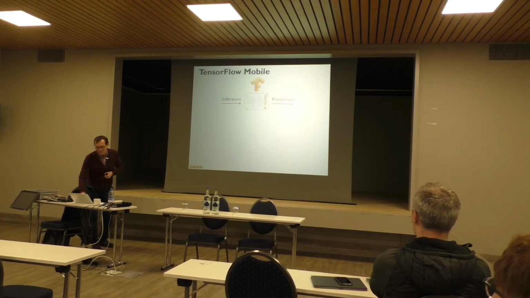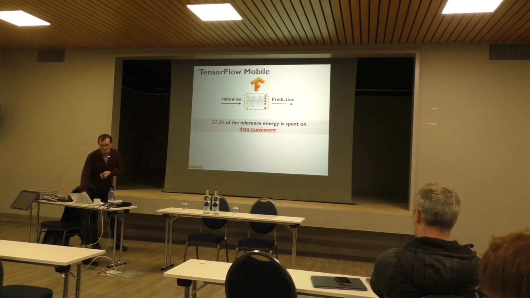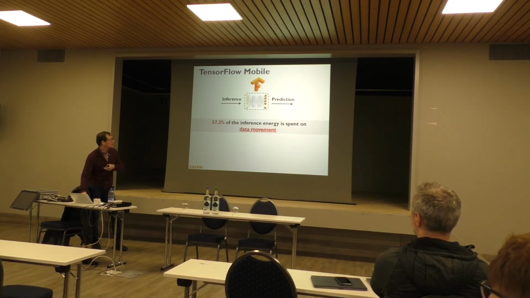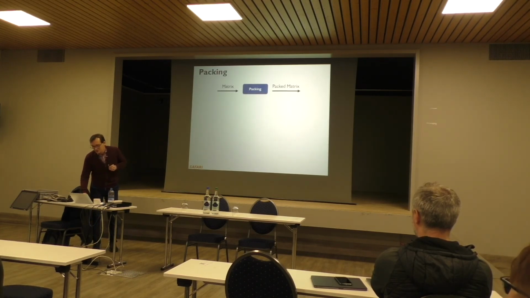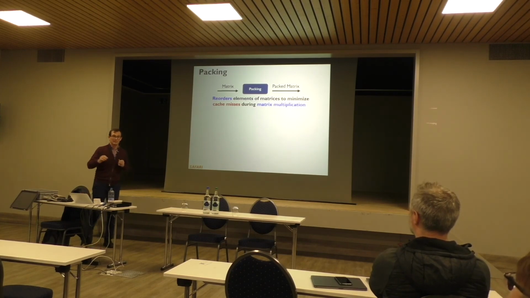I'll pick TensorFlow as an example. If you have a neural network and you're doing inference, we analyzed a lot of these applications in a similar way, and we found that more than 50% of the inference energy is spent on data movement across many networks that are run on mobile systems. And more than 50% of the data movement actually comes from preparing the data: packing, unpacking, and quantization of the data. And these are actually very good fits for processing in memory.